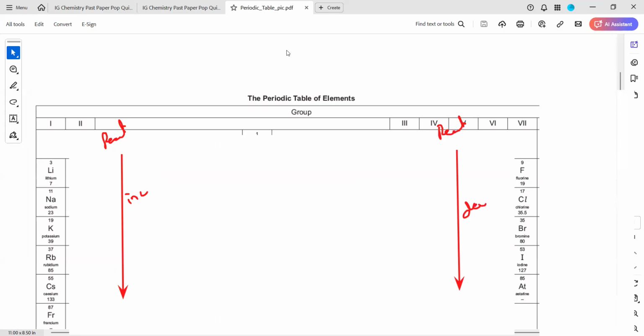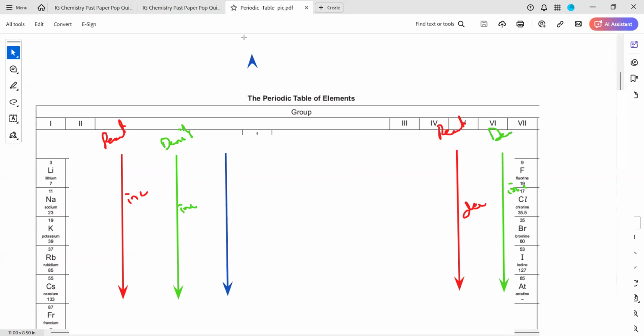What will happen to the density? Density for all the groups, irrespective of which, increases down the group. It becomes more dense as we go down the group. So density increases here, density also increases here. What about the melting point? For alkali metals, as we go down the group, what will happen to the melting point? It decreases. But for group 7 or halogens, what will happen to melting point as we go down the group? The melting point will increase because the state also changes.